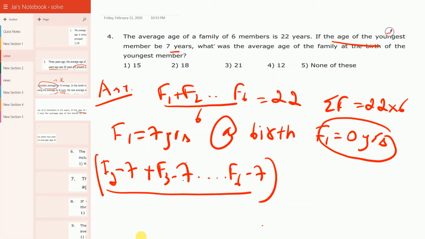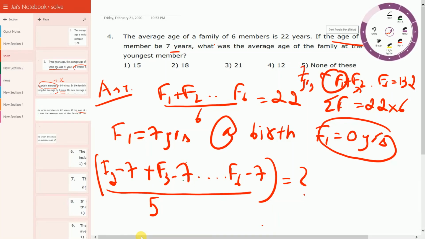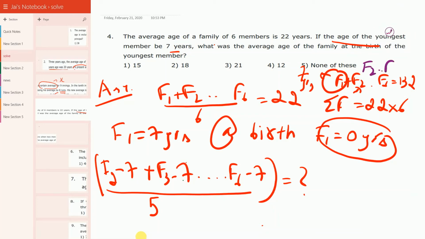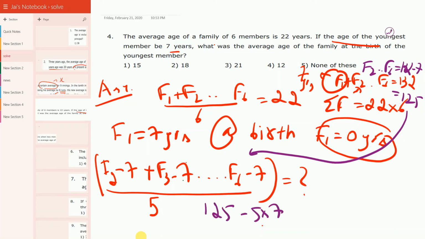So you need to divide the value by 5 since F1 is not there. So from here you can calculate the value of F1 plus F2 up till F6 is 132. And since the value of F1 is already given to be 7 years, the value of F2 up till F6 comes out to be 132 minus 7 years, that is 125 years. So put this value in this expression, that is 125 minus 5 times 7 upon 5. So this comes out to be what? It comes out to be 18 years. Option 2 is the right answer.